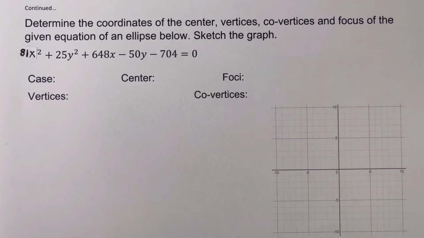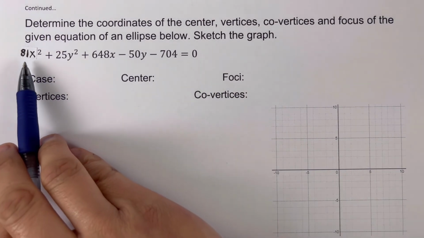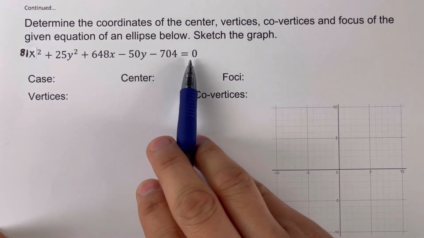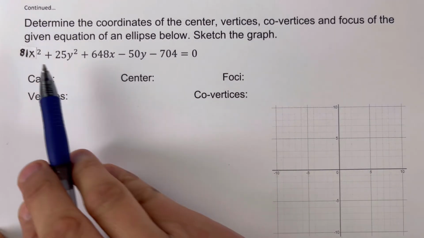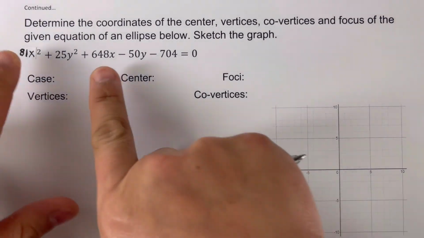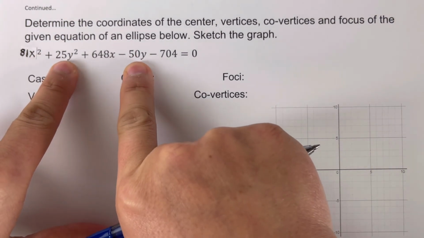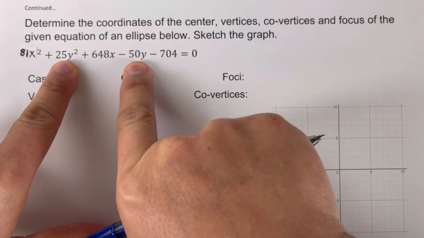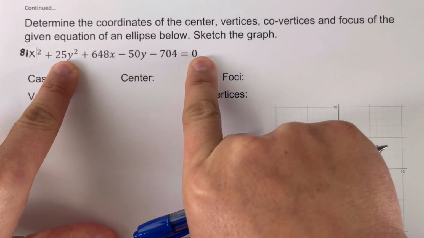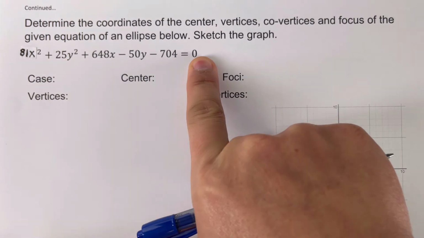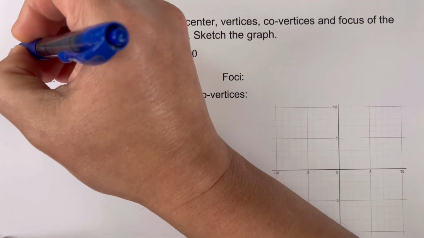Okay, so we go over the problem here. So we're given this general form of an ellipse. So what we would do is we are going to group together all the x's, so these two x's right here. We're going to group together all the ones with a y. And then we are going to isolate the constant on the other side of the equation, or on the right side of the equation. So this equation would come out.